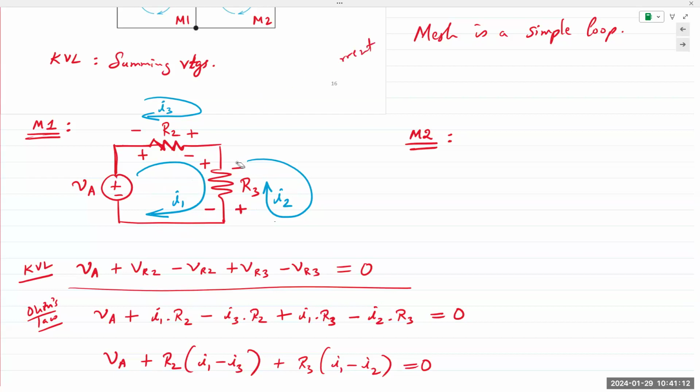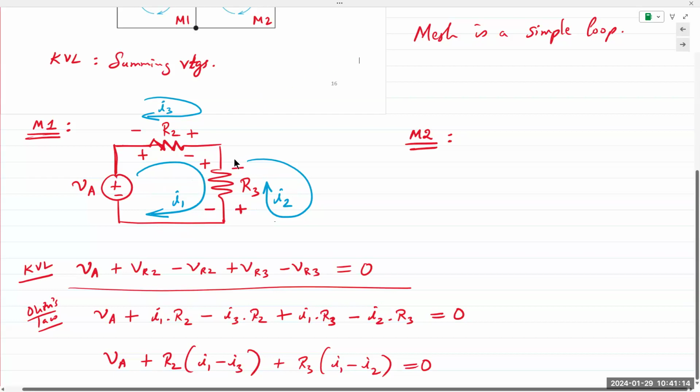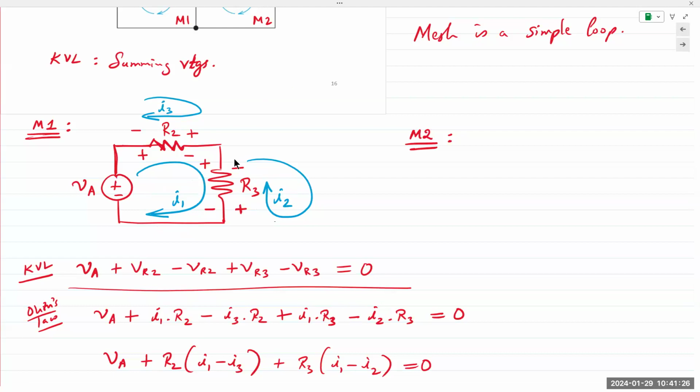This is saying that VA is 0. Well, if it's plus VR2 and minus VR2... No, those are two different things. Actually, I should note down: this VR2 is due to the current I1, and this VR2, the second one, is due to the current I3. That's an excellent point you made, because if it's plus VR2 and minus VR2, should it just not be 0?